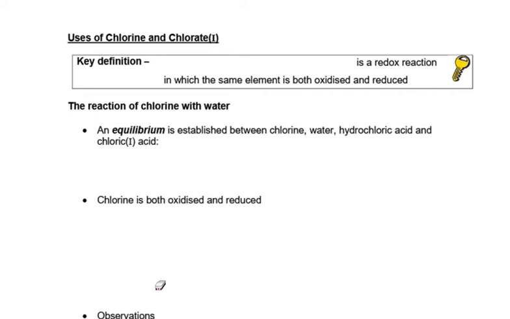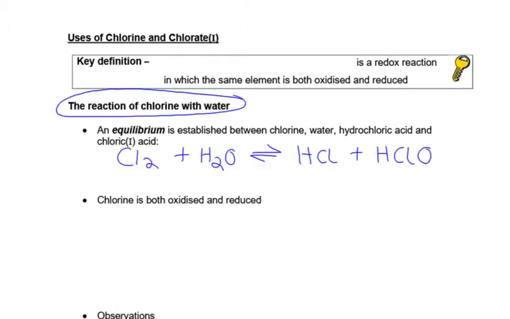In this video we're going to have a short look at the use of chlorine, as it is one of the halogens, as we're looking at group 7. An important reaction of chlorine is the reaction with water, which you can see there. We can assign oxidation numbers to the different species there.